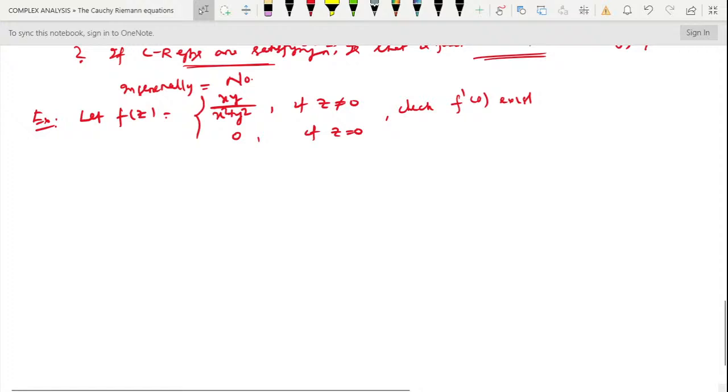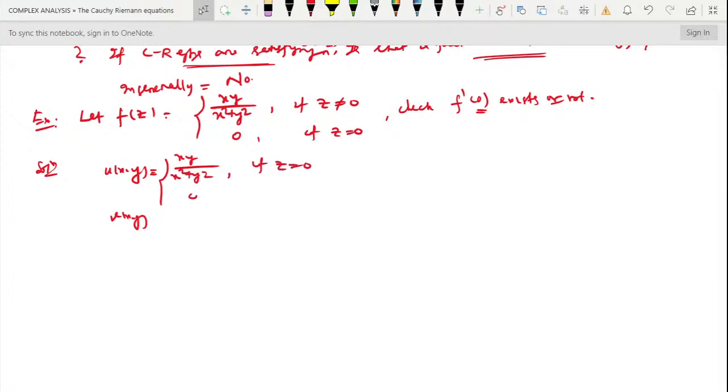So at this point 0, first we will check whether the CR equations are satisfied or not. Now f of z is this thing. So you have to write u of xy and v of xy. Your u of xy, the real part, is xy divided by x square plus y square if z not equal to 0, and this is 0 if z is equal to 0, and your v of xy is 0 for all z.